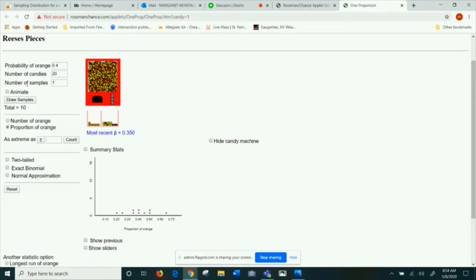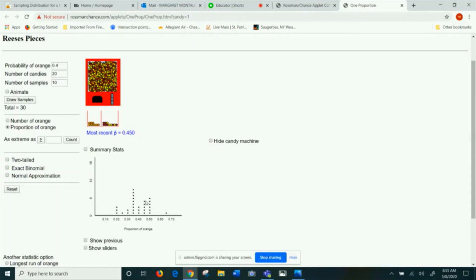Now if I increase the number of samples, instead of drawing them one at a time, let's draw 10, a total of 10 samples. Once I hit draw samples, it's going to add another 10 dots to this. So draw 10, and there we go. Now I'll do this one more time. So I've got a total of 30 samples drawn. So there's 30 dots here.